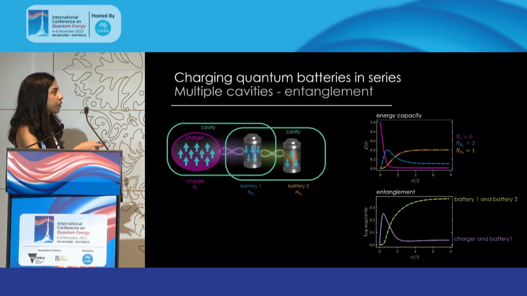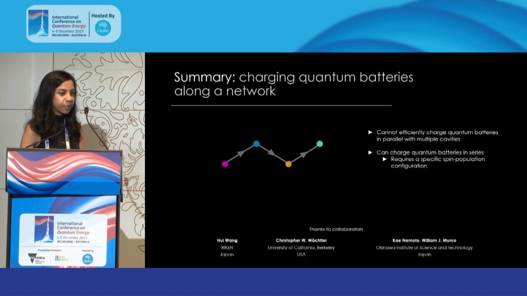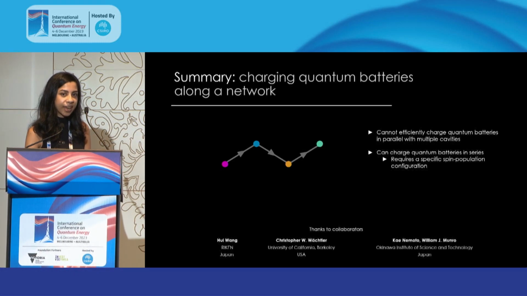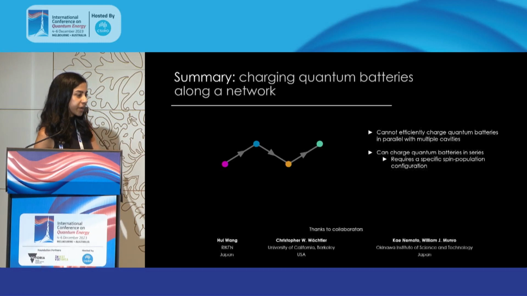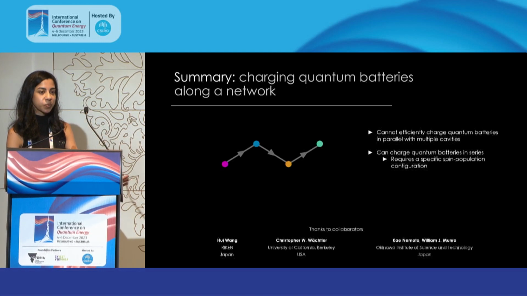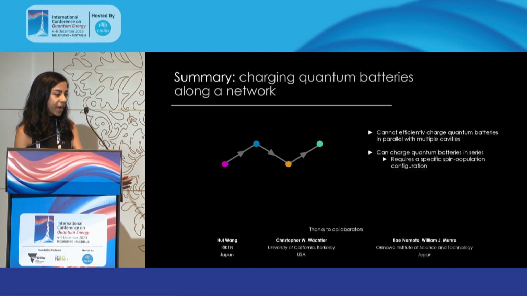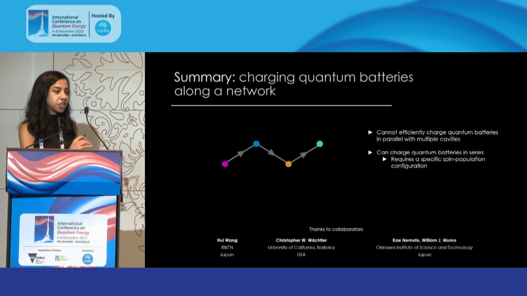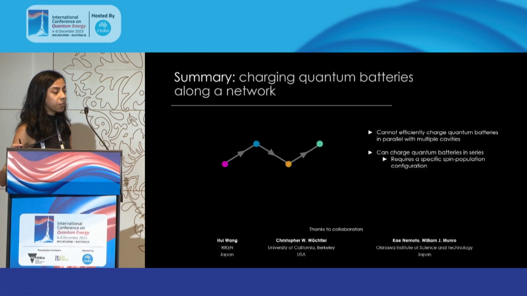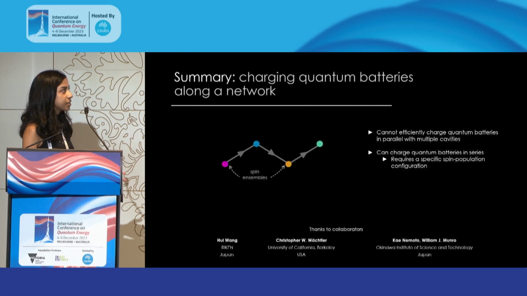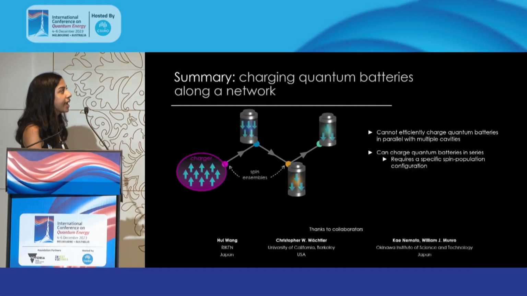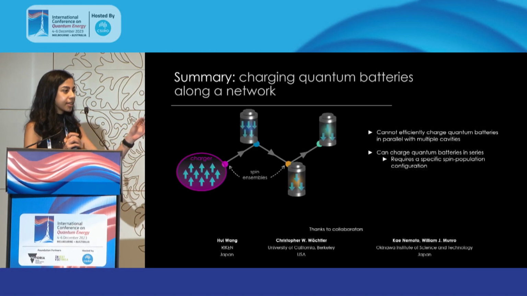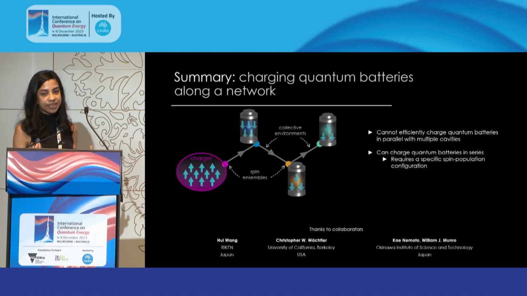Okay, so with that, I've come to the end of my presentation. I just want to leave you with a concept for the implications of this work. We're looking at these batteries to charge quantum devices, possibly. And what I want to suggest is maybe we can use these quantum batteries to charge devices along a network, where the nodes of the network are spin ensembles, or these batteries, and the channels connecting the nodes are collective environments.